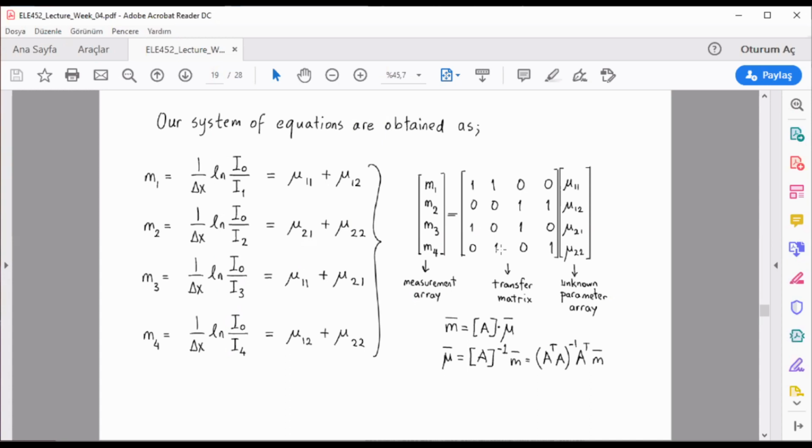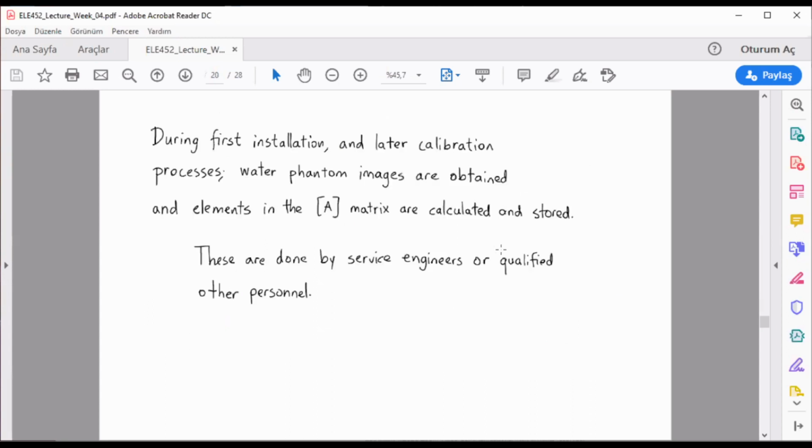For realistic cases in the clinical environment, 512 by 512 is a typical image size. So its matrix is at least 512 by 512, which is usually not the case. Those systems collect more data than the unknowns.